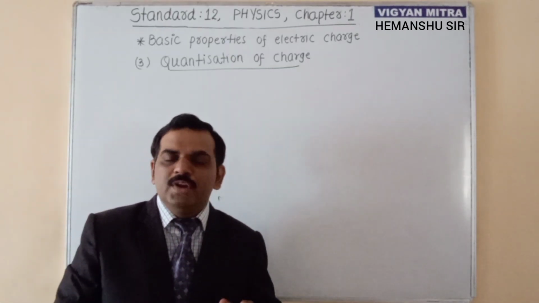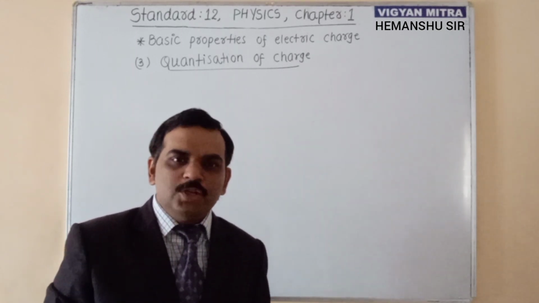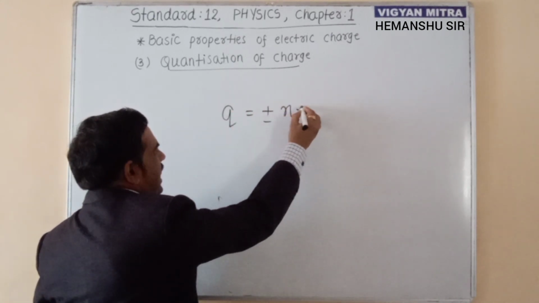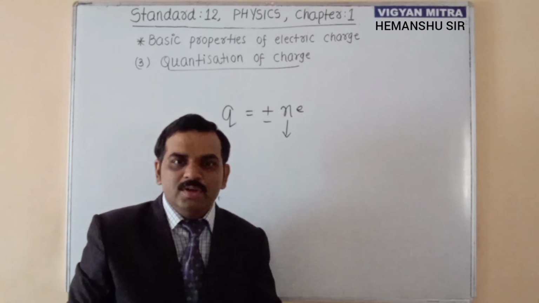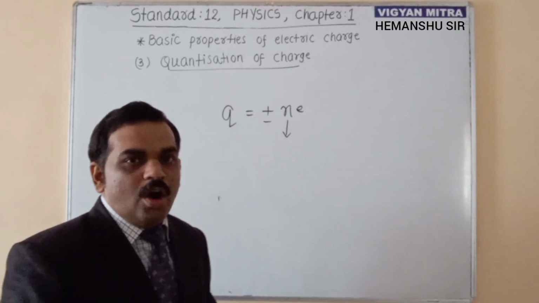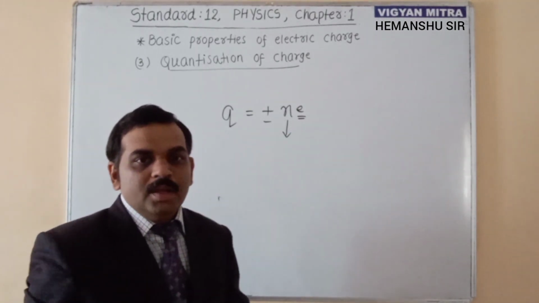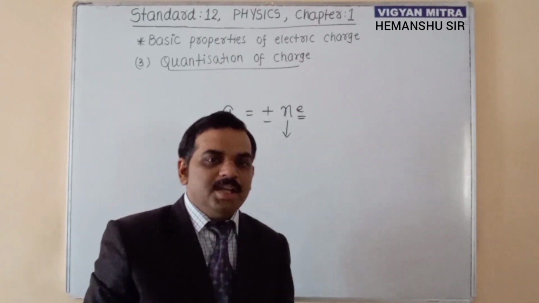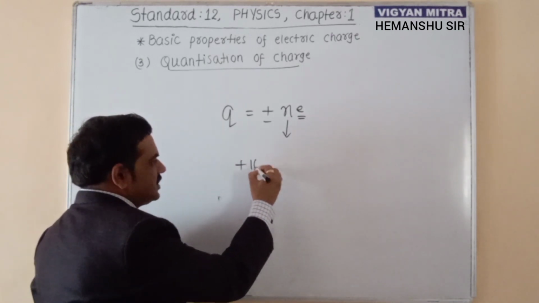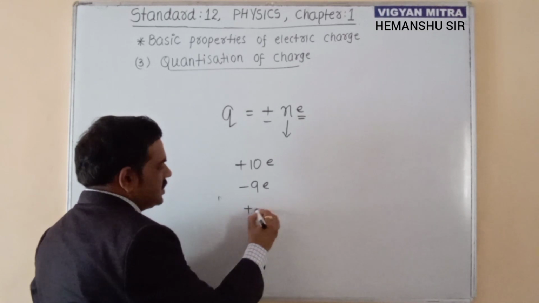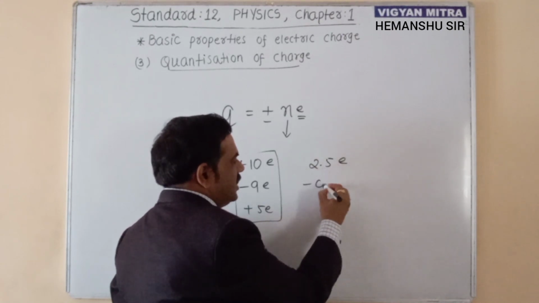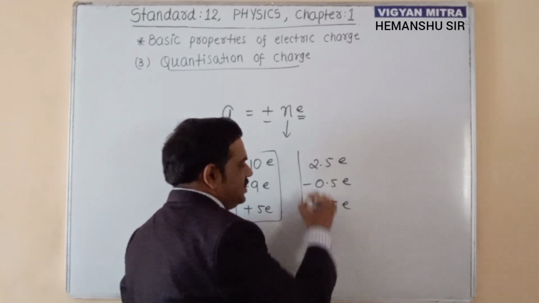Quantization of charge. Free charges are integral multiples of a basic unit of charge denoted by e. Q is equal to plus or minus n e, where n is an integer, positive or negative. The basic unit of charge is the charge that an electron or proton carries, meaning e. Electric charge is always an integral multiple of e, termed as quantization of charge. A body can possess +10e, −9e, +5e charges, but it cannot possess 2.5e, −0.5e, 1.5e charges.